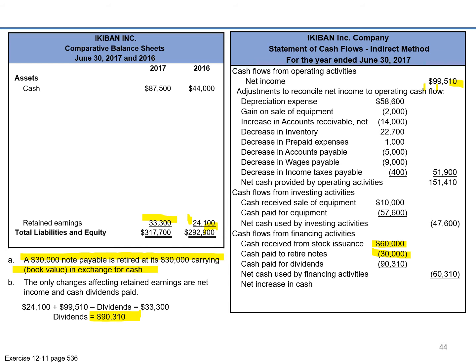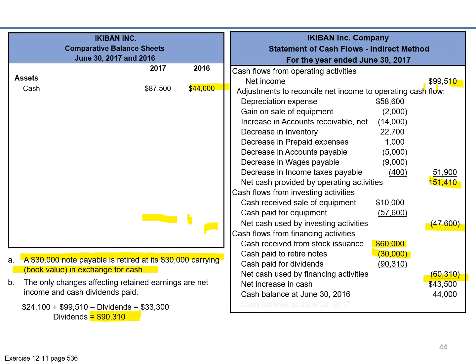So if we sum up our 151, our 47.6, and our 63.10, we have a net increase in cash of 43,500. We know our beginning balance was 44,000, which means our ending balance should be 87.5. Does the math work? 43.5 plus 44, ending cash balance is $87,500, and we match this one, which means we're correct.